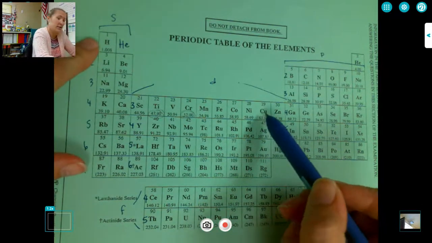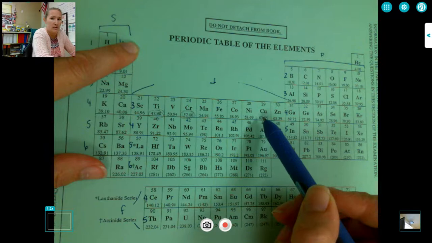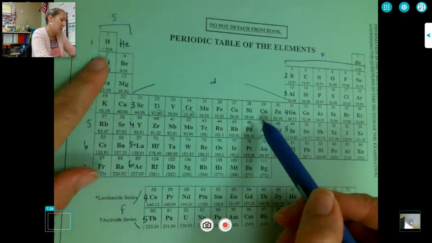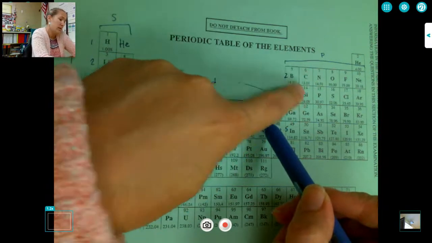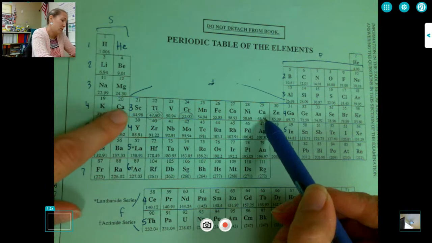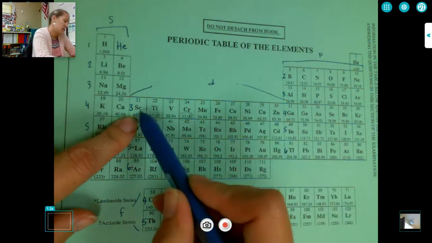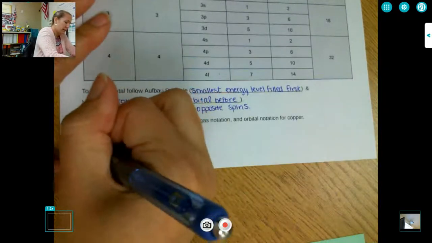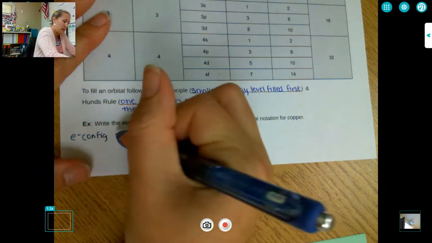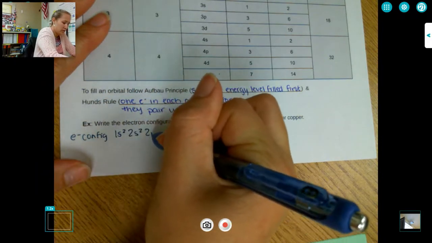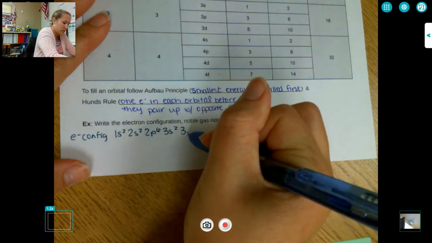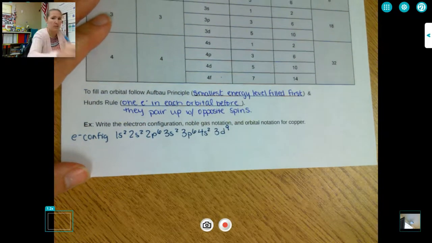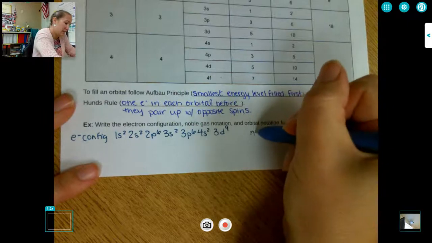So if I want copper, I start at the top. I have 1s, 2 across, so 1s2. Moving down, 2s2, 2p6, 3s2, 3p6, 4s2, 3d, and this is 1, 2, 3, 4, 5, 6, 7, 8, 9. So electron configuration is 1s2, 2s2, 2p6, 3s2, 3p6, 4s2, 3d9.